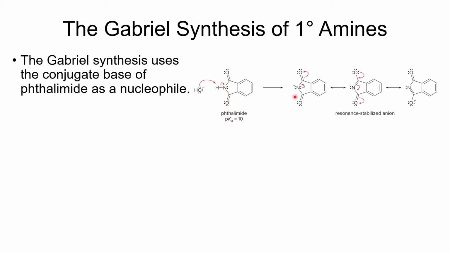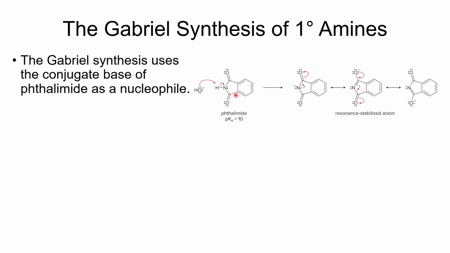When we deprotonate and get the conjugate base, that conjugate base is resonance stabilized. So we can put the negative charge not only on the nitrogen, but on each of the oxygens. Because we've got those three resonance structures, this is pretty acidic. The pKa is 10. It's not the most acidic thing in the world, but it is decently acidic. It's also a pretty good nucleophile.